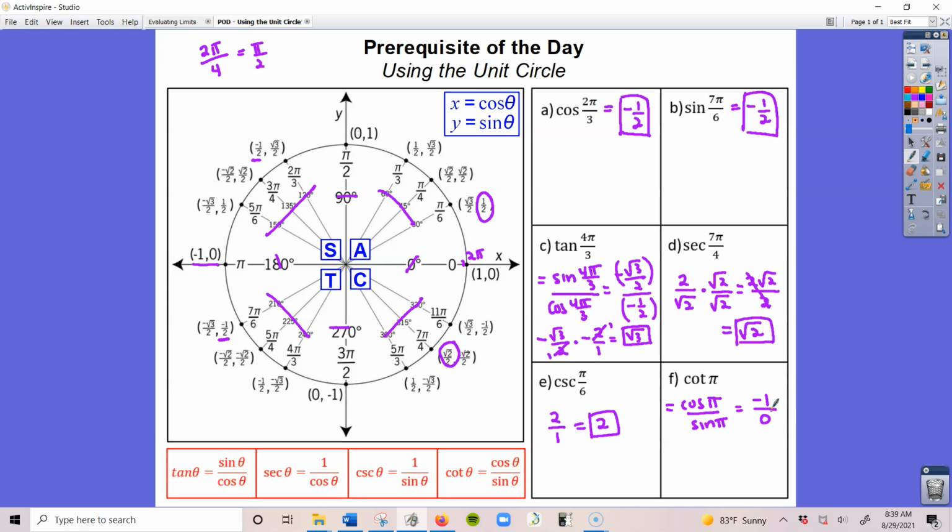Now we can't ever have 0 in the denominator. Therefore, this value is undefined. And that's how you use the unit circle.